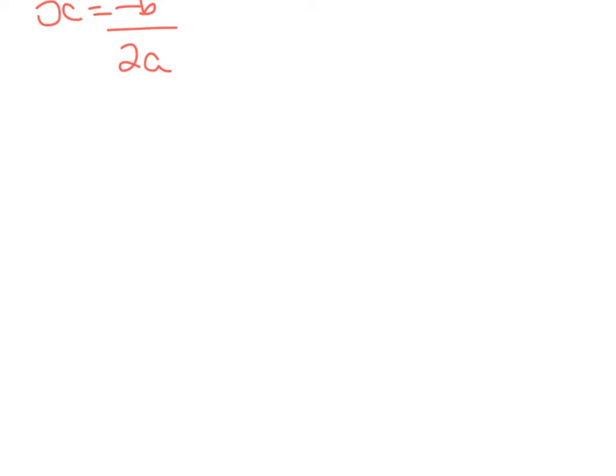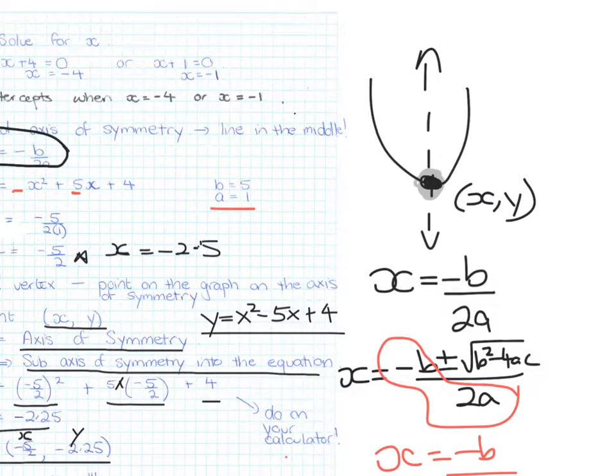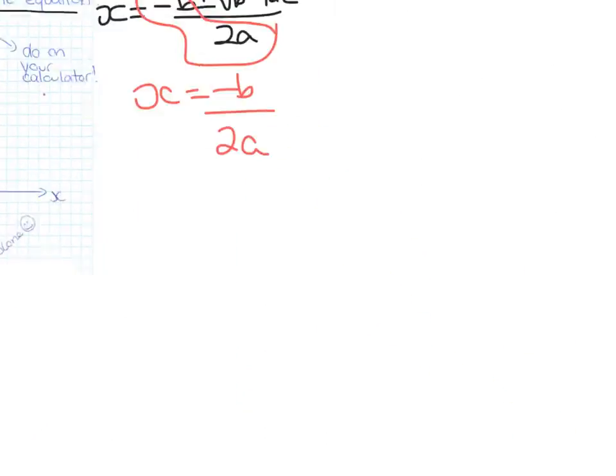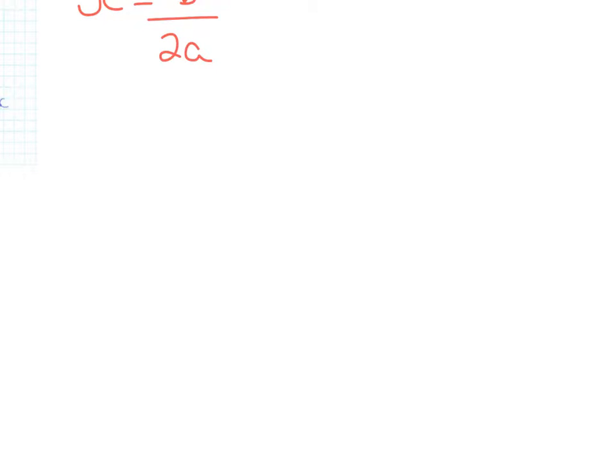Alright, so what was our graph again? Let's just remind myself of the graph. Our graph is x squared plus 5x plus 4. We want to find the x-intercepts. That's when y equals 0. Okay, so we're going to set that equal to 0.